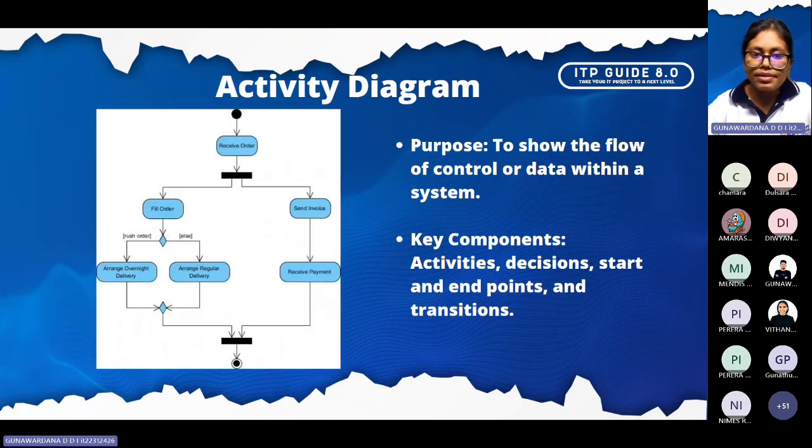And this is a simple example for activity diagram as well. As you already know, the activity diagram is used to show the flow control of the system. This is a simple activity diagram, and there are components like starting and ending points, likewise that.